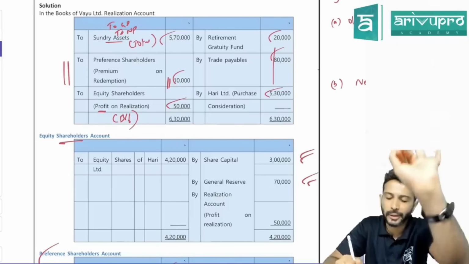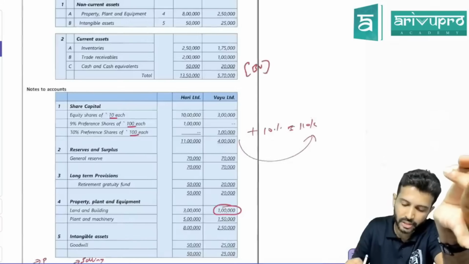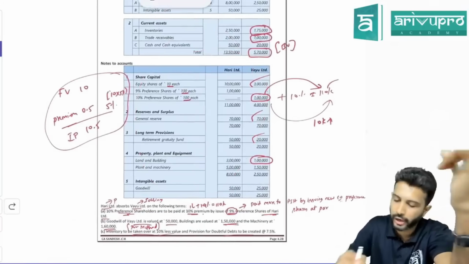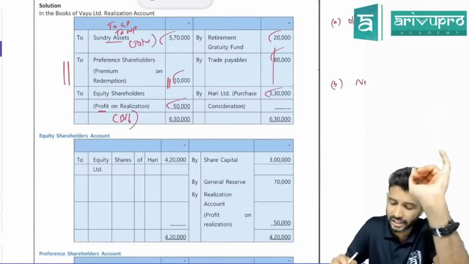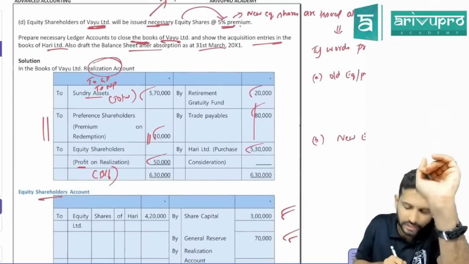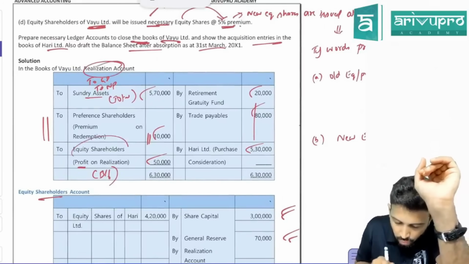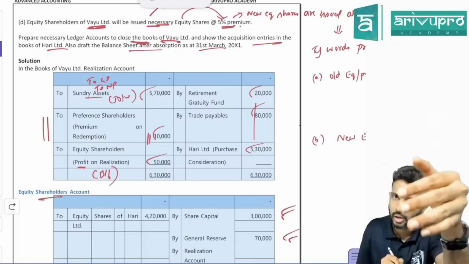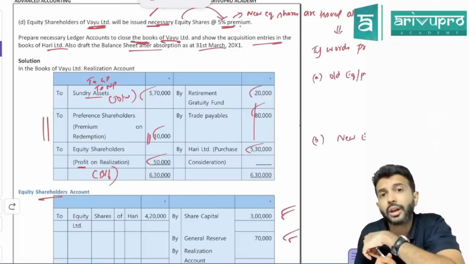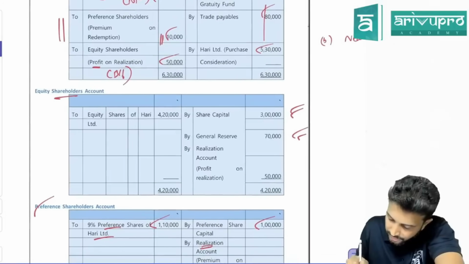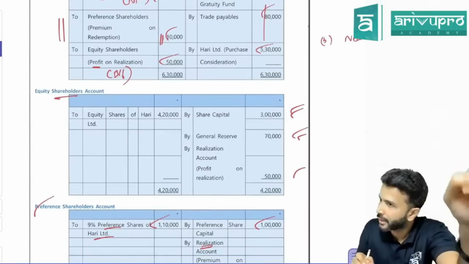Third one, miscellaneous expenditure. Check. Do we have any miscellaneous expenditure? We read through. Did we find anything? No. Cut off that. Fourth one, realization profit or loss. We prepared the realization account. You wrote realization account debit to equity shareholders account. So in the equity shareholders account, what will you post it as? By realization profit 50,000. Fourth one done.